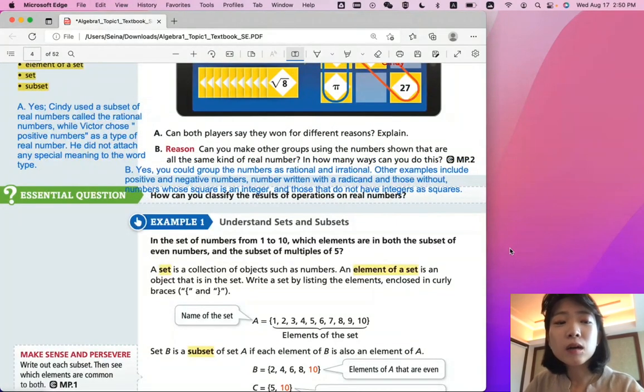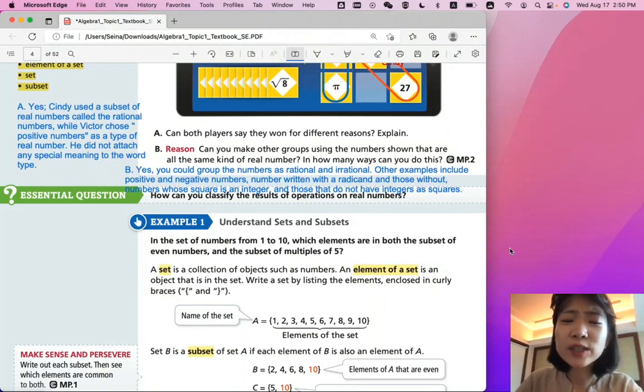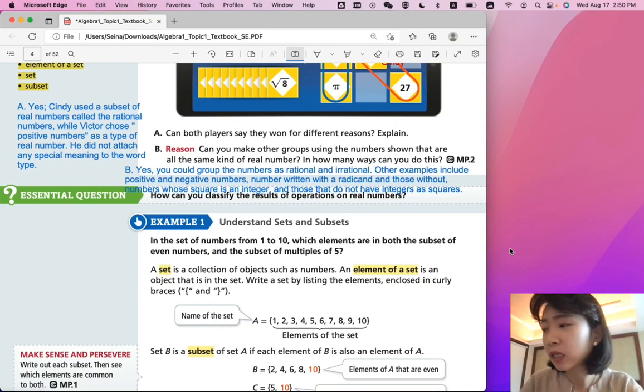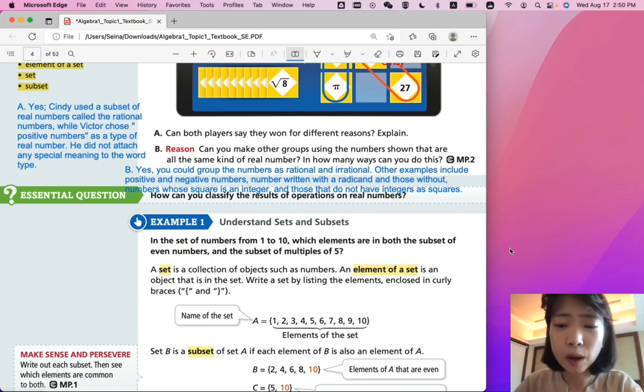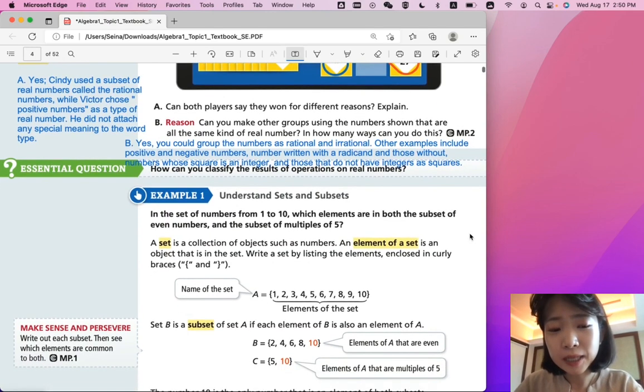Okay, so let's start with asking the essential question. How can you classify the results of operations on real numbers? Let's start with example 1. Understand sets and subsets. In the set of numbers from 1 to 10, which elements are in both the subset of even numbers and the subset of multiples of 5?